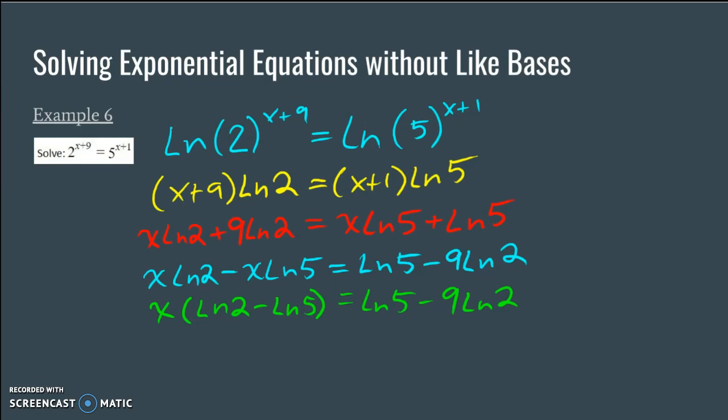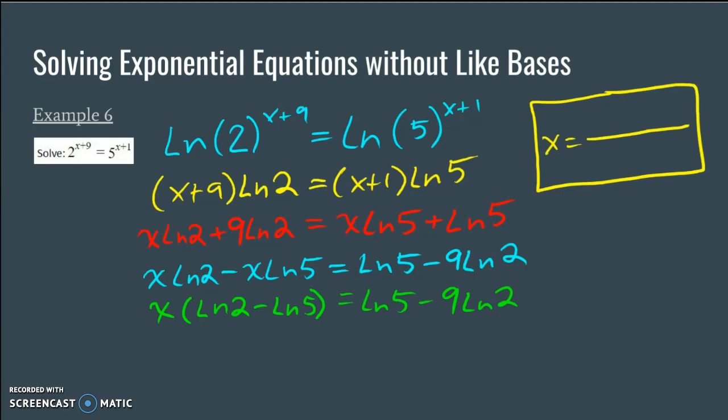So the exact answer would be x equals that entire right side, natural log of 5 minus 9 times the natural log of 2, divided by the natural log of 2 minus the natural log of 5. Which, if you approximate it, x is approximately 5.05.